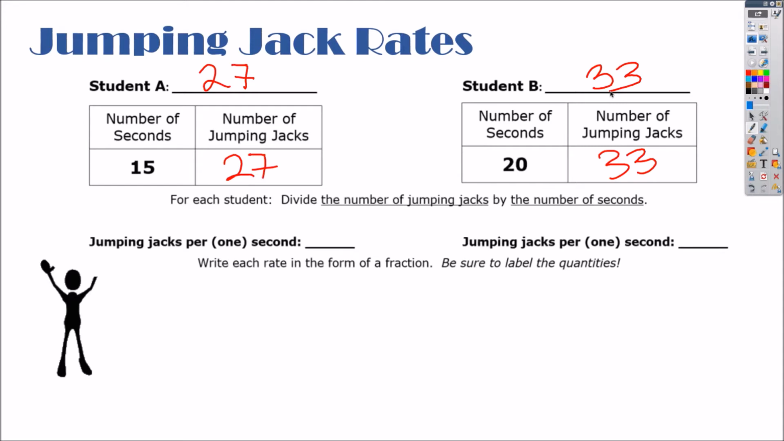And this is how you would do it. You would divide the number of jumping jacks by the number of seconds. So that's what we did. We grabbed 27 and we divided it by 15. I'm going to just go ahead and give you the answer. It's 1.8. And then we took our 33 jumping jacks and divided it by 20. And that gave us 1.65.